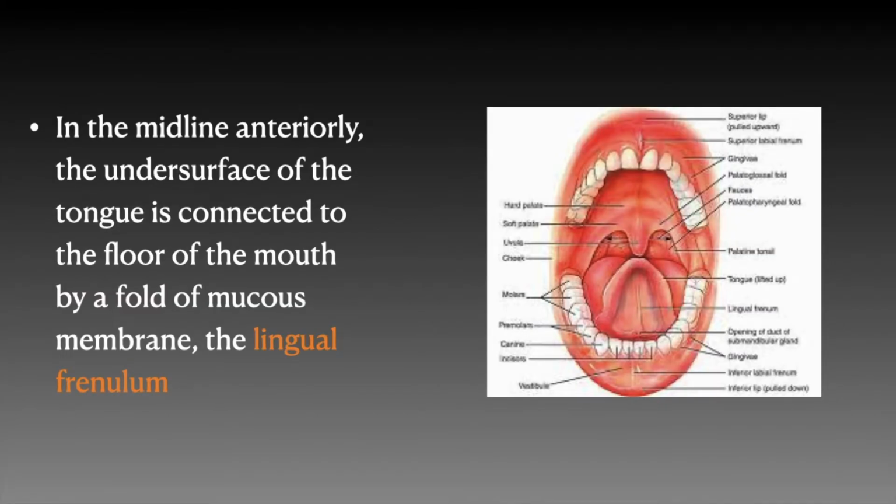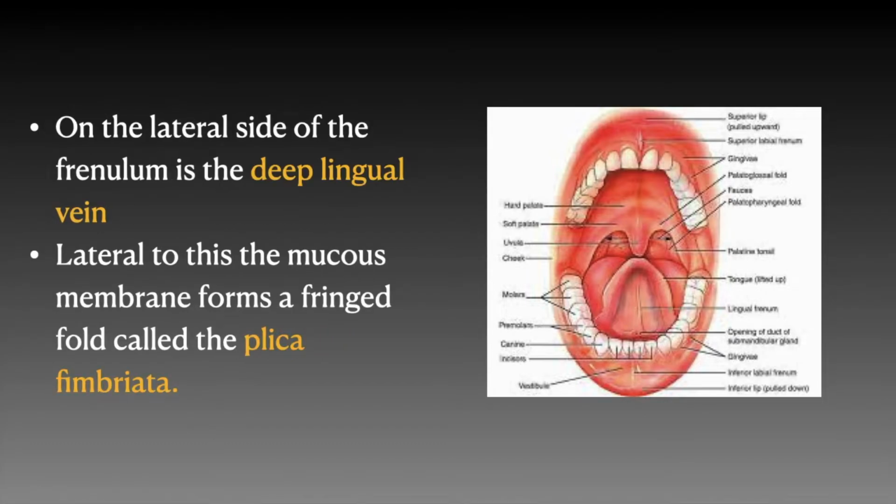In the midline anteriorly, the undersurface of the tongue is connected to the floor of the mouth by a fold of mucous membrane called the lingual frenulum. On the lateral side of the frenulum is the deep lingual vein. Lateral to this, the mucous membrane forms a fringed fold called the plica fimbriata.